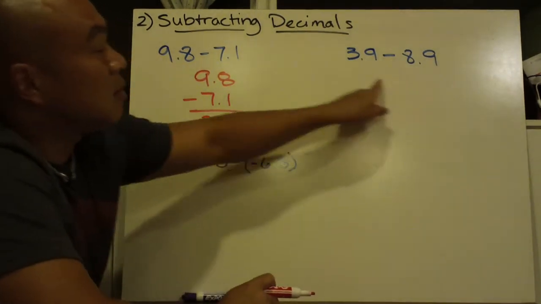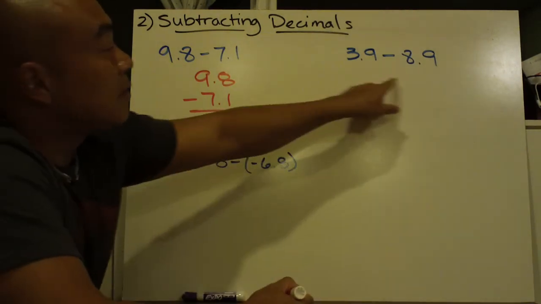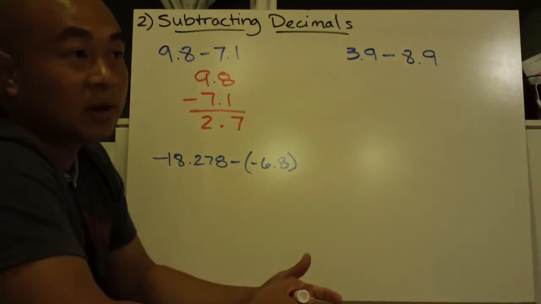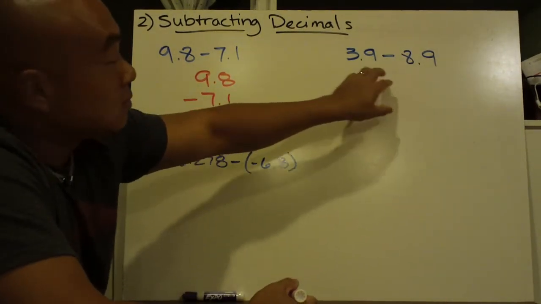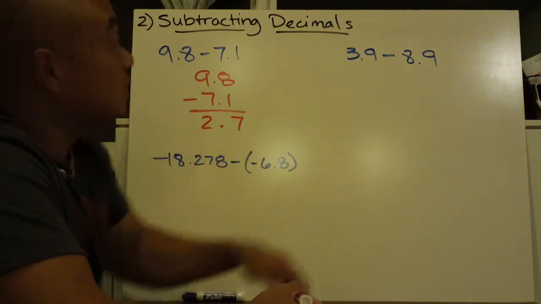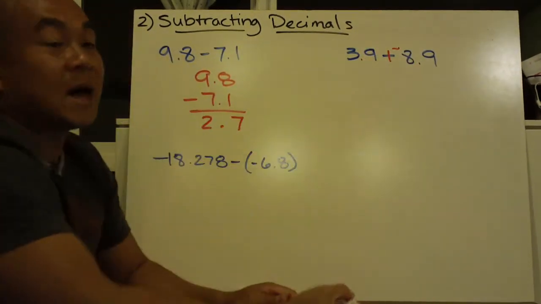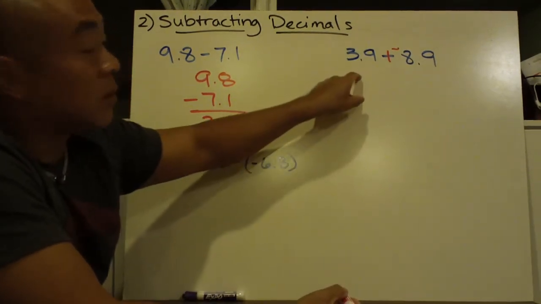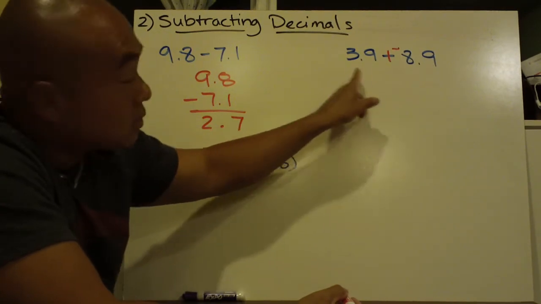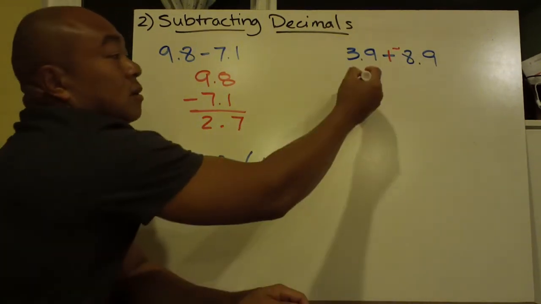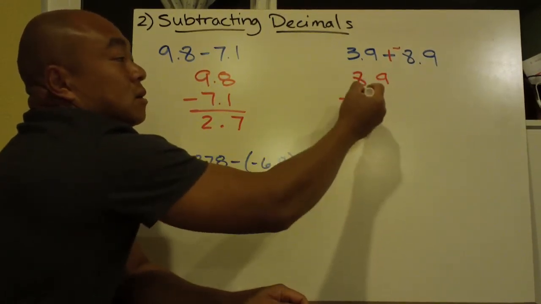Now, here, we're going to have to go back and remember our integer rules. When you have your integer rules, you're actually adding the opposite. So we can do that. If I add the opposite, I'm really just adding a negative 8.9 to 3.9. So here, since they are different, you're taking 8.9 minus 3.9.